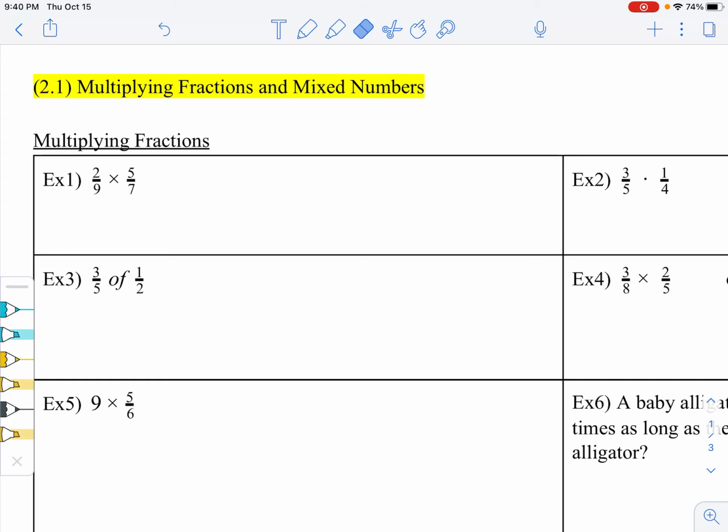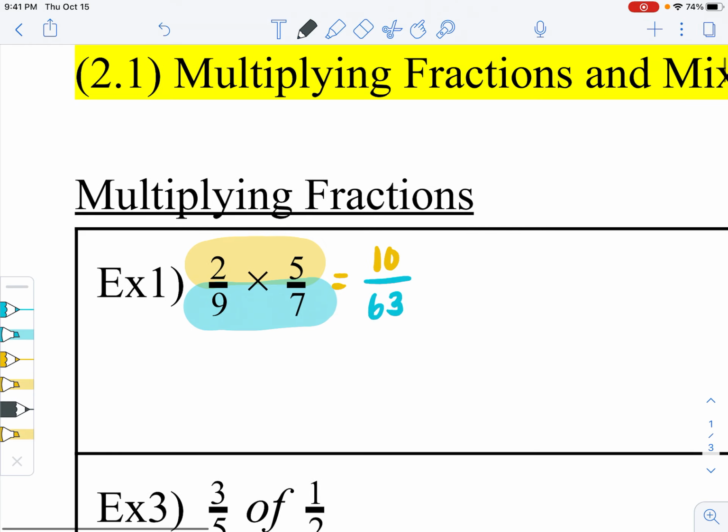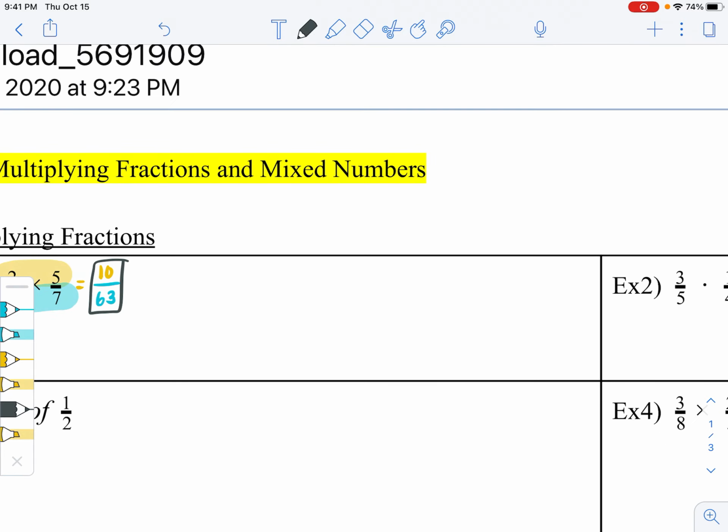In this video, we are going to be learning multiplying fractions. So when multiplying fractions, we take our numerators and we multiply them together. So 2 times 5, which is 10. And then we take our denominators and we multiply them together. So 9 times 7 is 63. Our final answer is 10 over 63, or 10/63.